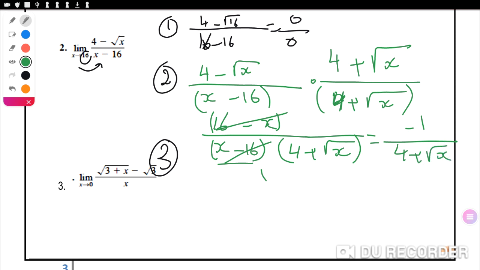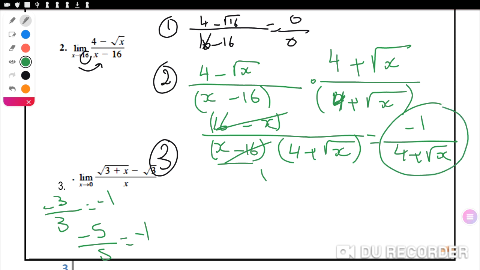Some of you will not understand this one here. -3 over 3 will be -1. -5 over 5 will be -1. Here, miss, as you see, x here positive, here negative. 16 here positive and negative. It means that the denominator is the opposite of the numerator. That is why if we cancel the numerator and denominator, and one of them is the opposite of the other, it gives you -1. That is the redefining function.